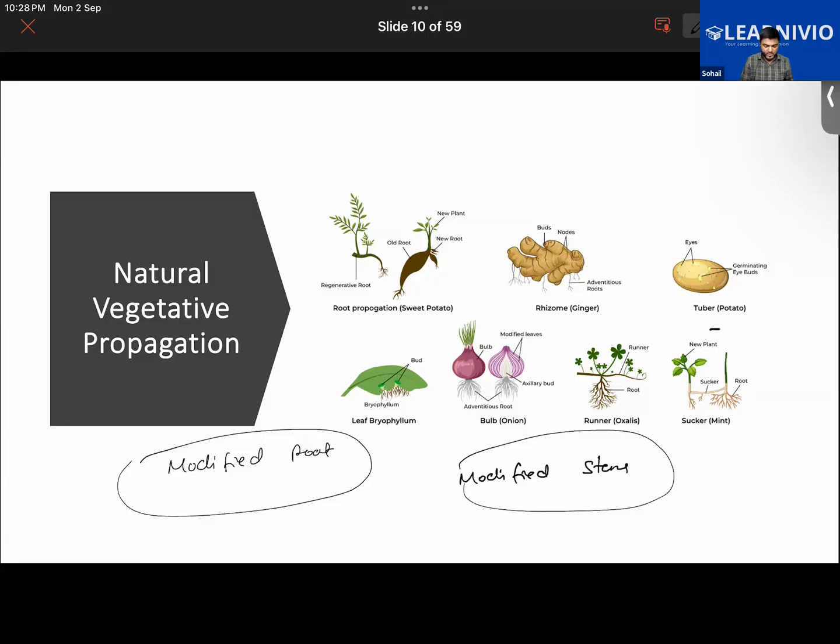Abubakar, out of the sweet potato, rhizome, ginger, potato, onion, bryophyllum, oxalis plant or mint, which one of them is a modified stem? Priyanka will be answering which one of them is a modified root. Sir, onion. I'm asking about the root. Sir, onion. No, it's the sweet potato. Sir, sweet potato. Okay. Onion does not grow from that. Guys, onion is basically a bulb. From this bulb, a new onion will be growing.